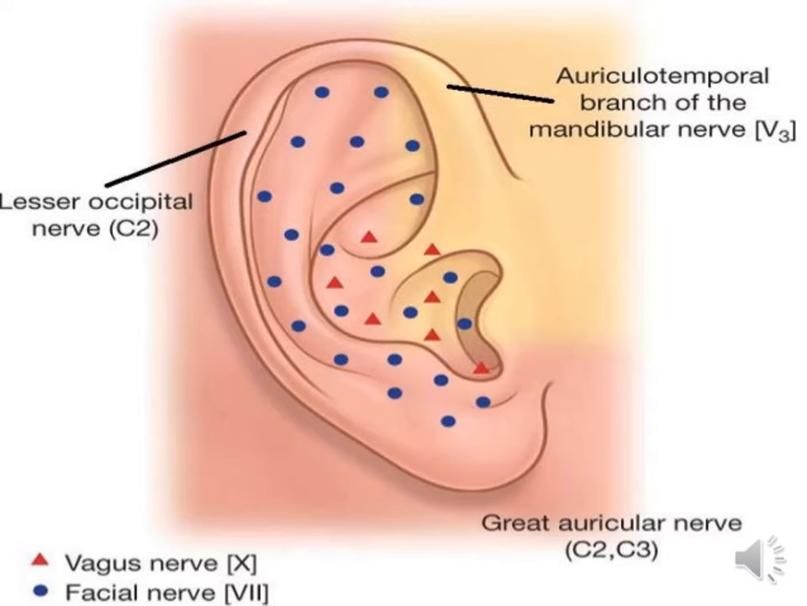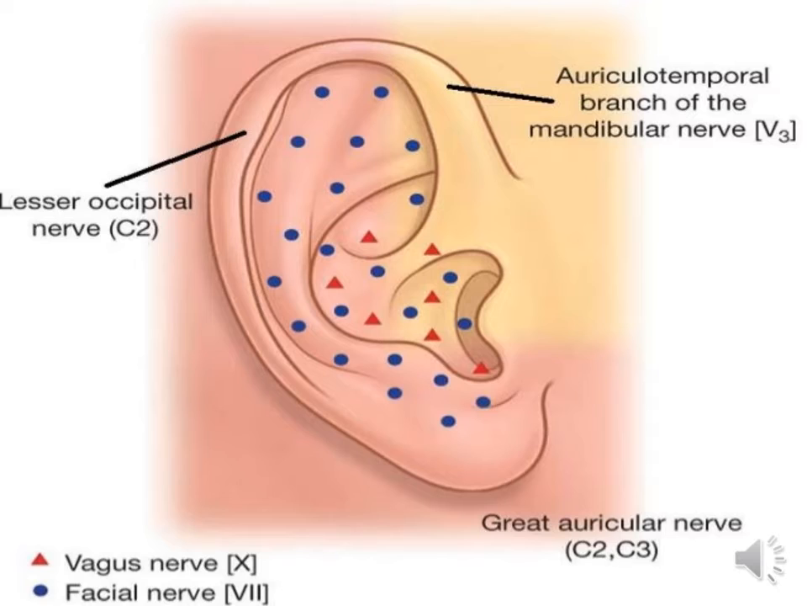This figure shows the distribution of the innervation of the deep part. The red triangles are the vagus and the round circles are the facial nerve. So we can see most of the auricle is supplied by the vagus, 10th cranial nerve, and less, inside in the center of the auricle, by the facial nerve.